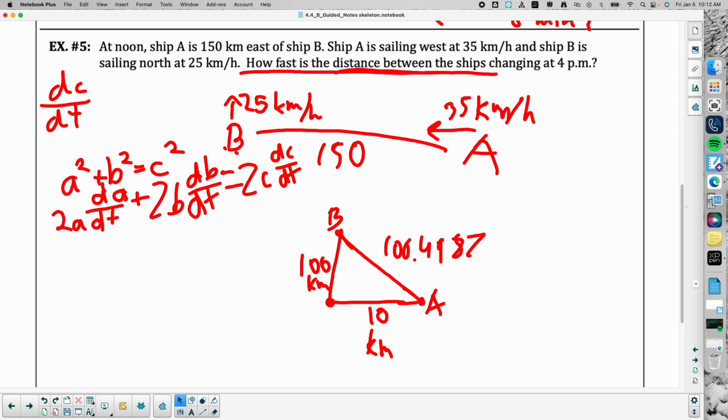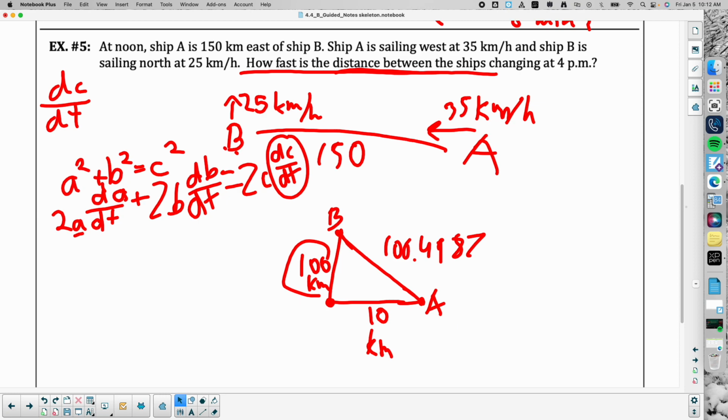Okay. Now, with all these things, we actually know all the variables except for dc/dt. We know all the variables because 2a is our distance from A, so that's our 100 kilometers.